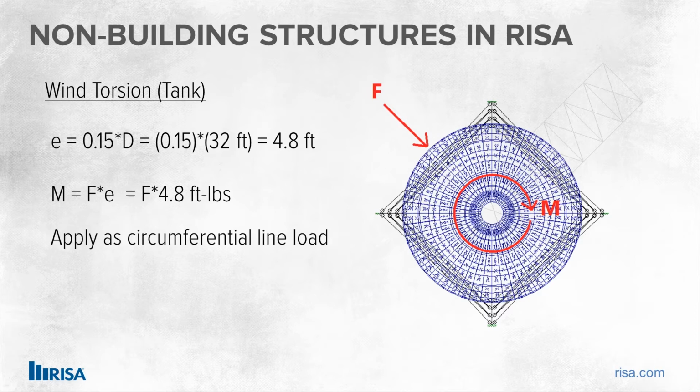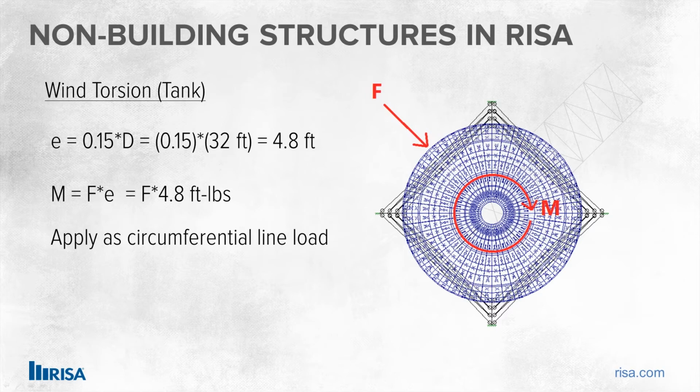And what we're going to do with that is put a line load all the way around this tank, around its circumference, and that's going to be acting tangentially to it, and that's going to put that twist onto the structure. So now that we've talked about this a little bit, let's see how we can actually apply all these loads within RISA.